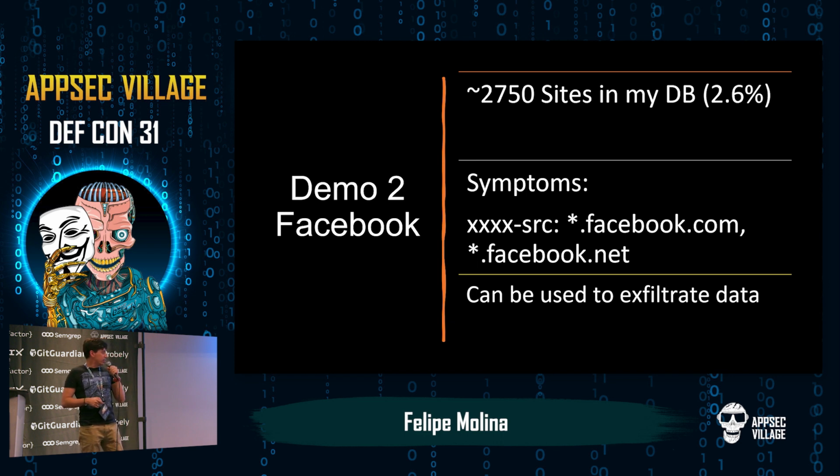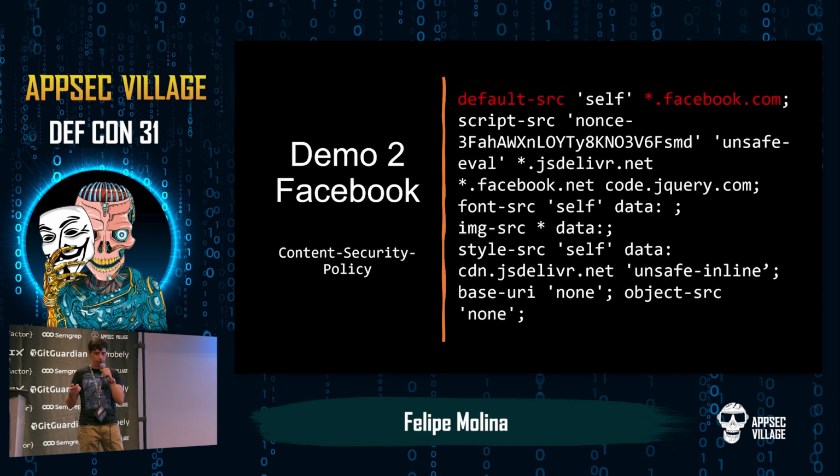I found this was a bit more popular in this case. 2,750 sites in my database, 2.6% of the sites implementing CSP. They're allowing Facebook.com or Facebook.net to be used to exfiltrate data. Okay, so you can, as an attacker, go and create yourself a developer account in Facebook, and exfiltrate data there. I will show that later.